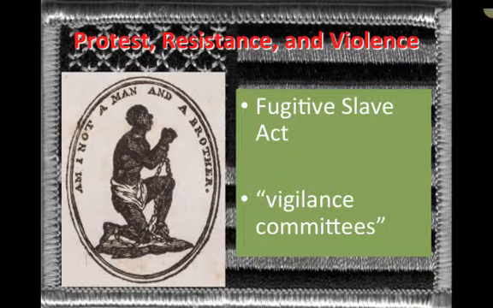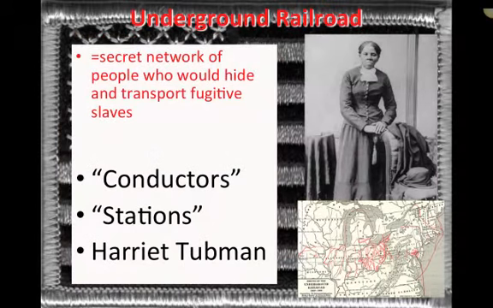One of the most effective ways of helping fugitive slaves was the Underground Railroad, which was a secret network of people who would hide and transport fugitives across lines into safer areas. A conductor would be someone who hid fugitive slaves. A station would be a place to stop along the way.